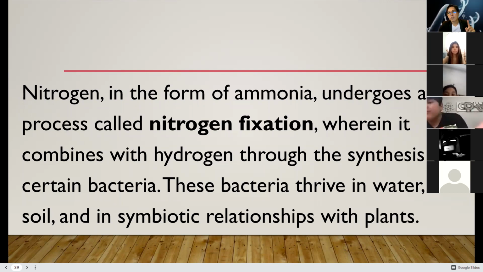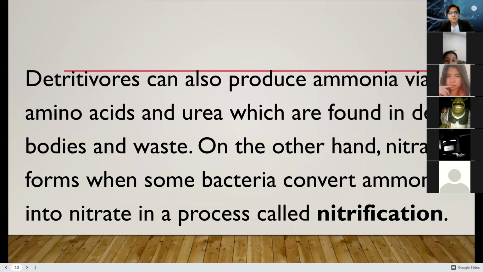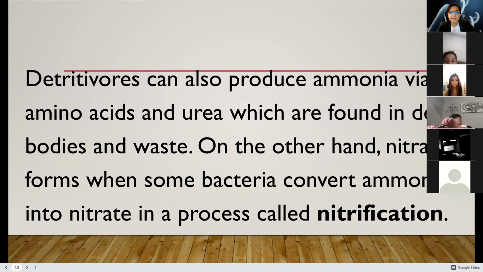Lightning or precipitation is part of the water cycle. That is why we consider the water cycle as the master cycle or the mother cycle. Detritivores can also produce ammonia via amino acid and urea, which are found in dead bodies and wastes.